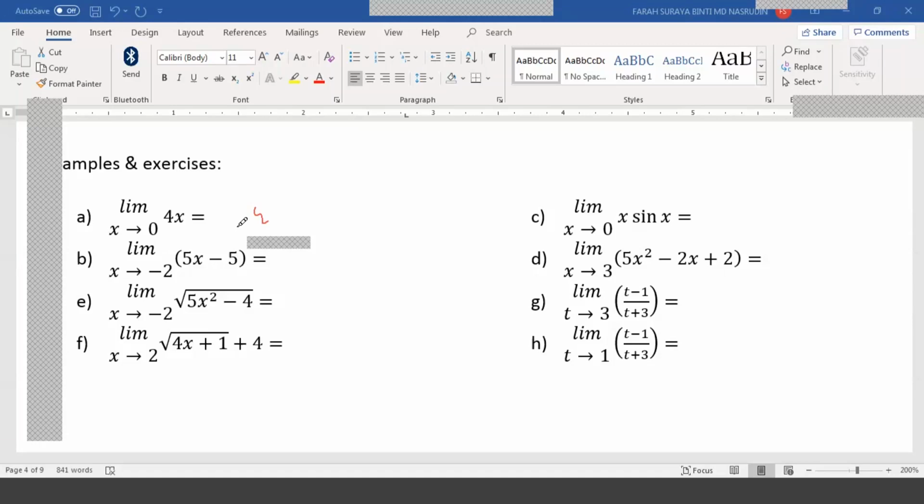Okay. Tengok kat sini, untuk soalan A. Okay, soalan A ni kita just boleh pakai rules of limit tadi. Rules of limit kata kalau ada nombor kat sini, kita bawa ke depan. So, it will become 4 limit x approach 0. Function dia tinggal x lah.